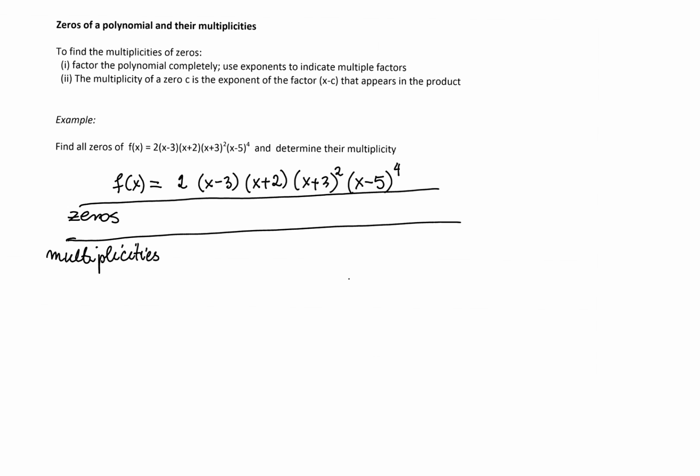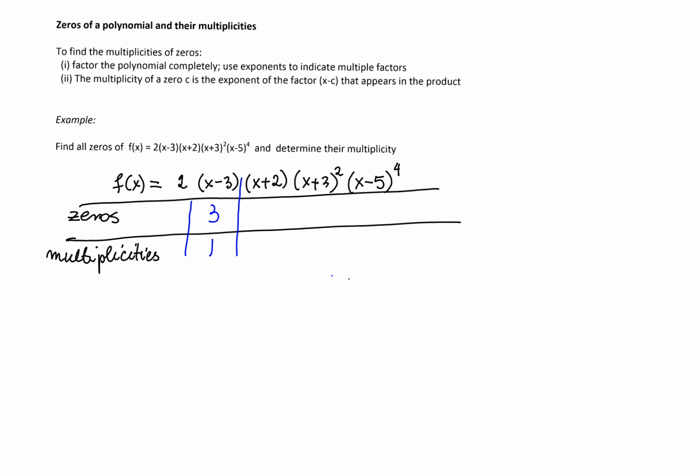The first factor that appears in that factorization is 2. 2 does not produce any zero because it's not of the form x minus c. So the first factor that will produce the zero is x minus 3. x minus 3 appears once, so the zero is 3 and the multiplicity is 1.